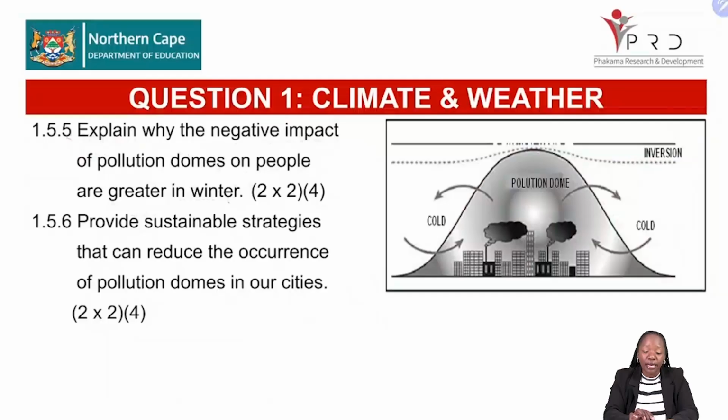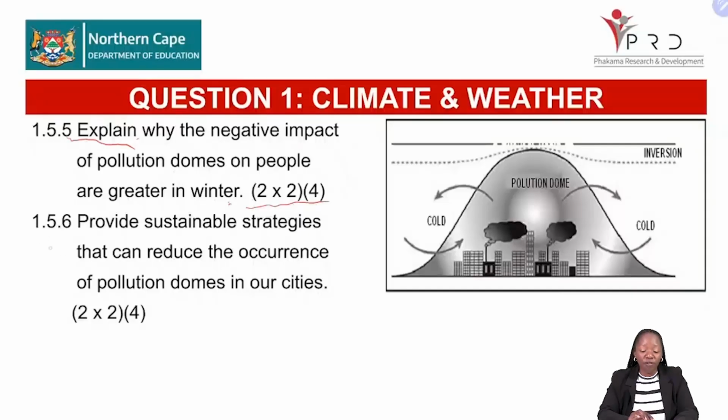Then again, you need to explain, so you need to underline so that you are able to explain. What are you explaining? Why the negative impact of the pollution dome on people is greater in winter. You see that the question did not indicate how many responses you're supposed to give. But by looking at the mark allocation, you see that it is 2 times 2, which gives you 4 marks, which means you need to give 2 responses.